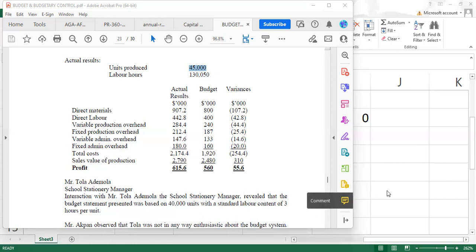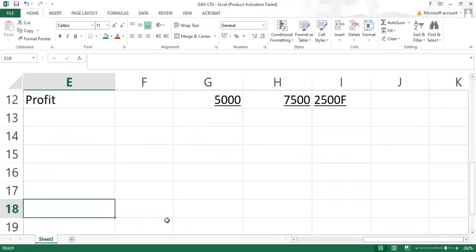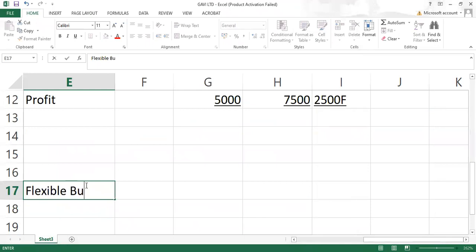Okay. So let me put this one together. Let me put a flexible budget here. Flexible budget for actual activity. Actual activity level. Okay.